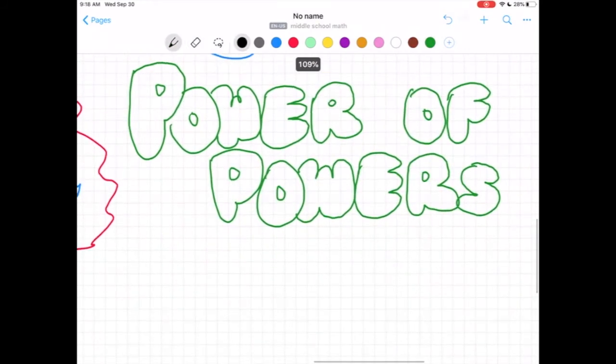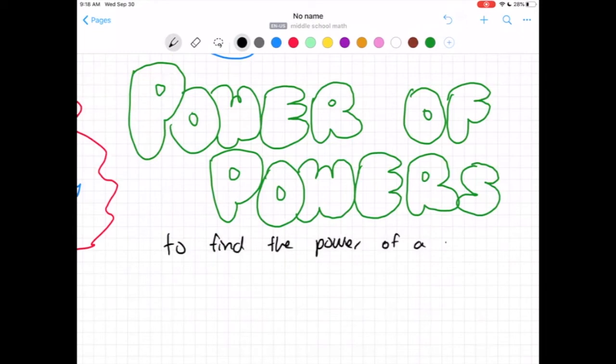So the power of powers property states that to find the power of a power, you multiply the exponents. Okay? So to find the power of a power, you multiply the exponents.